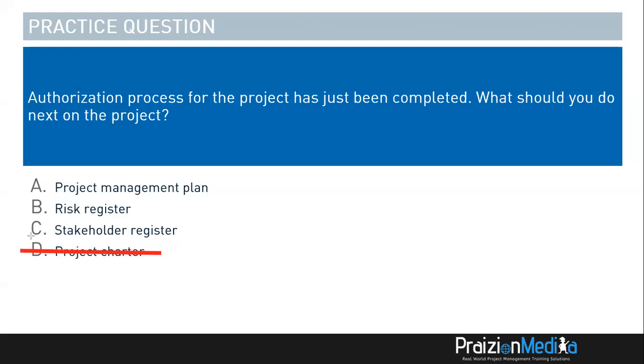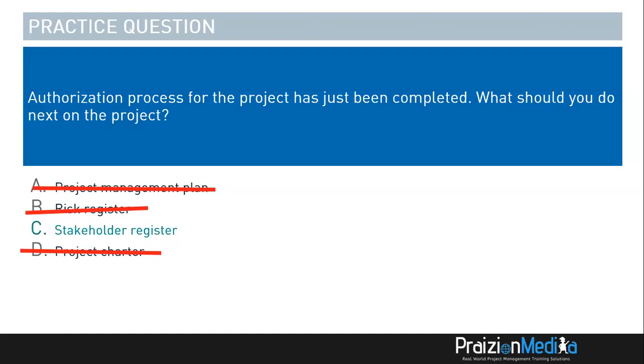We are in the authorization process group, if you will. We're just done with the authorization process, but the next process that it would make sense to do would not be develop project management plan, and it would not be the risk register, right? The next thing should be to identify stakeholders. So the answer to this next one is C.